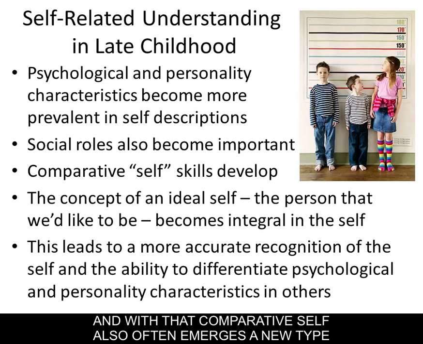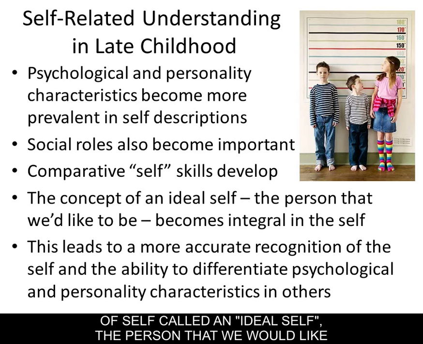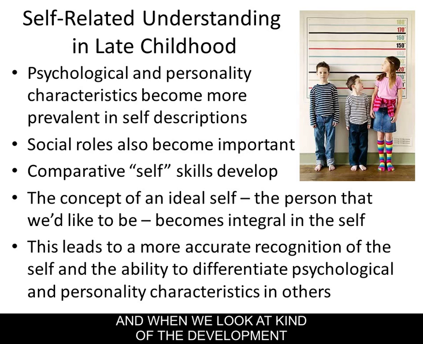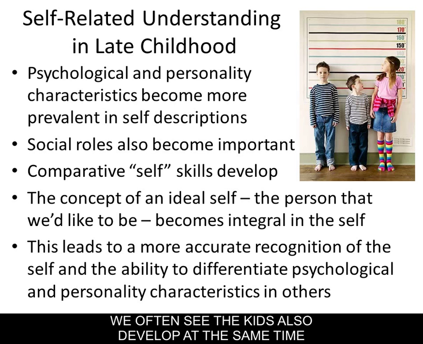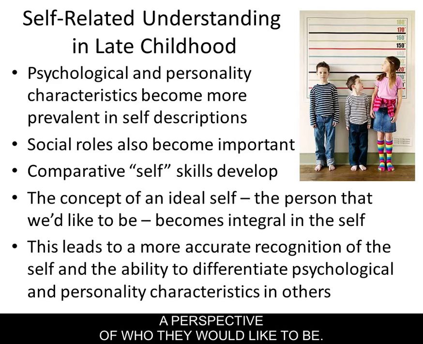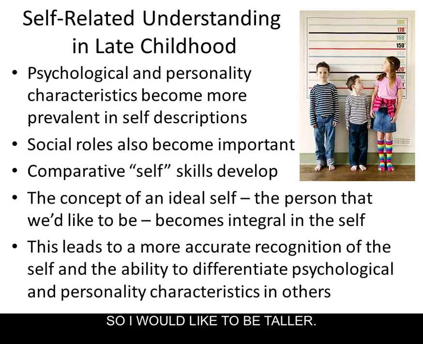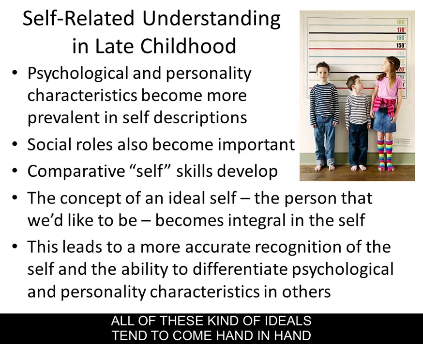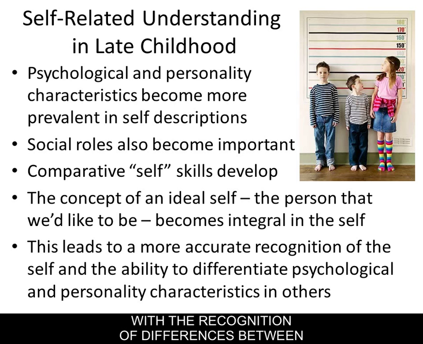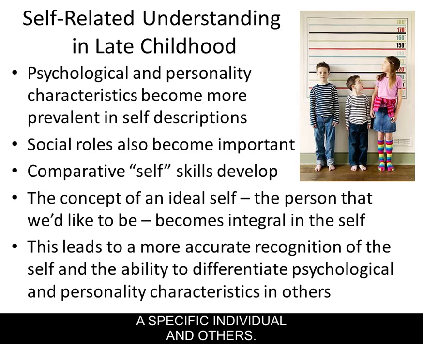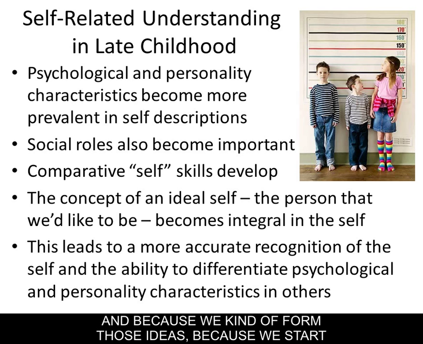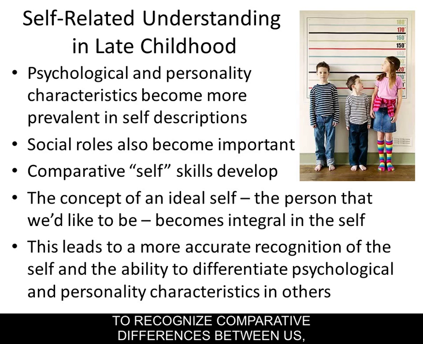And with that comparative self also often emerges a new type of self called an ideal self, the person that we would like to be. And when we look at the development of recognizing who we are and our social roles, we often see that kids also develop at the same time a perspective of who they'd like to be. So I would like to be taller. I would like to be smarter. I would like to be able to run faster. All of these ideals tend to come hand in hand with the recognition of differences between specific individuals and others.